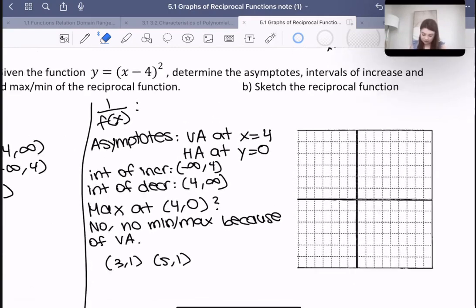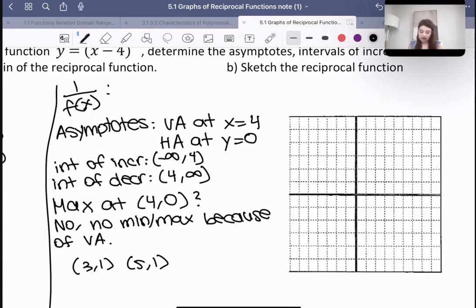Okay, so now let's do part B, which is to sketch this reciprocal function based on the information we know. So first I'm going to sketch the asymptote. So x is equal to 4. x equals 4. There we go. Okay, and then horizontal asymptote, y equals 0.